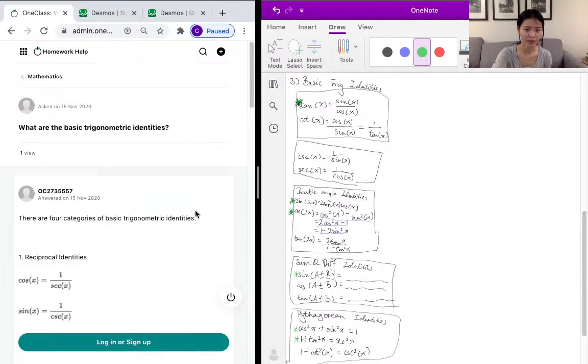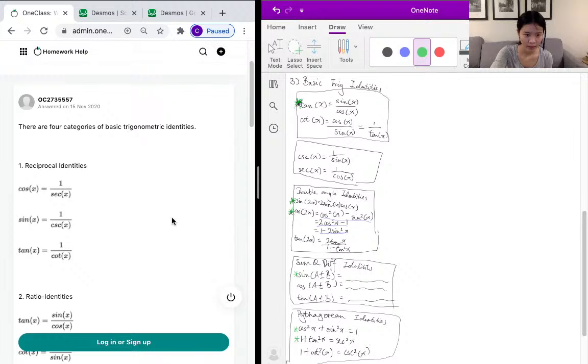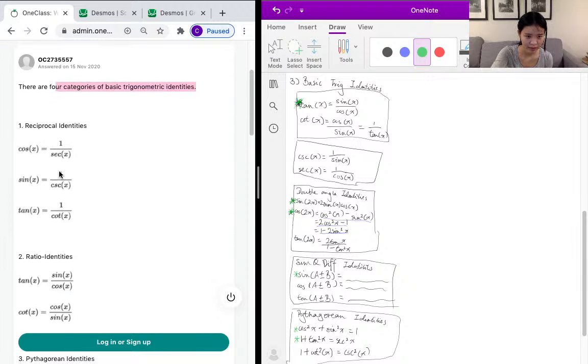Now let's look at the sample solution over here. They separated them into the four categories. They have the cosine. I think we covered those as well. Did we? Yes, we did. I wrote about all of them. I put the cotangent one here, and I wrote about secant and cosecant over here. Yes, the reciprocal identities.